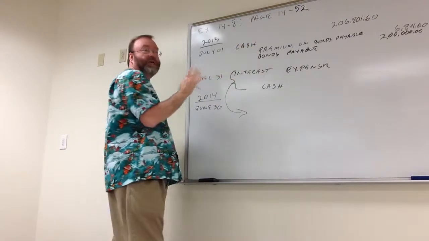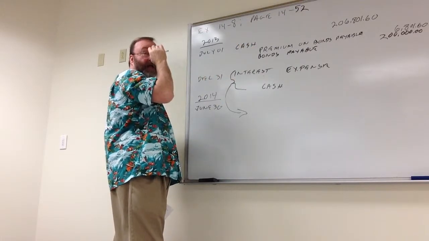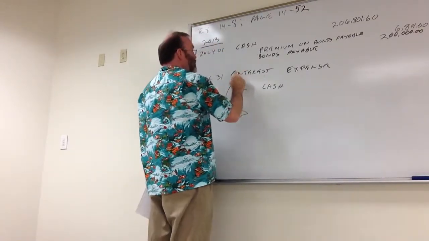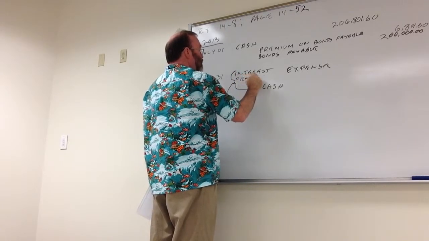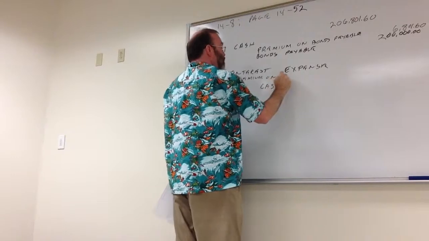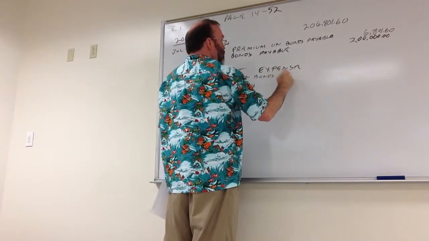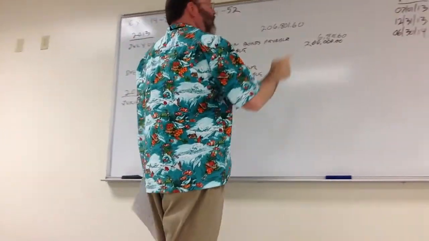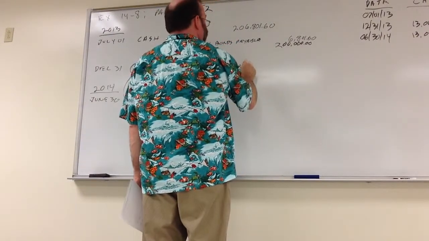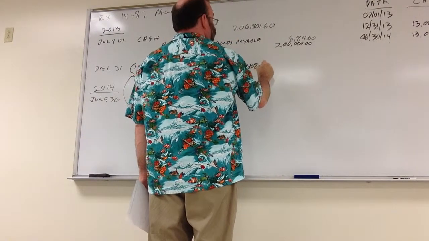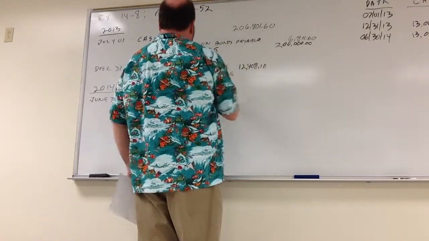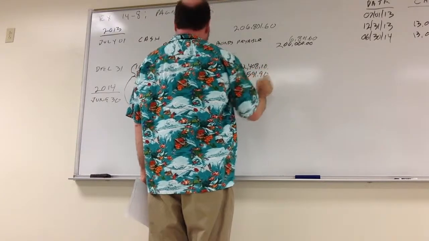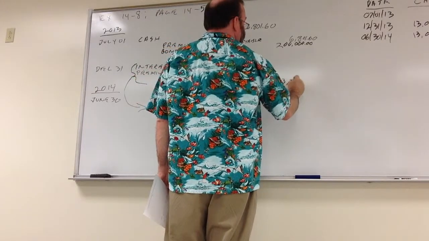All right, so when we recorded the issuance of the bond, the adjunct liability account was a credit. So now when we're amortizing it, we need to debit the premium on bonds payable. So the December 31st entry is going to be interest expense, a debit of $12,408.10. Amortization of the premium on bonds payable is $591.90, and the cash is $13,000.